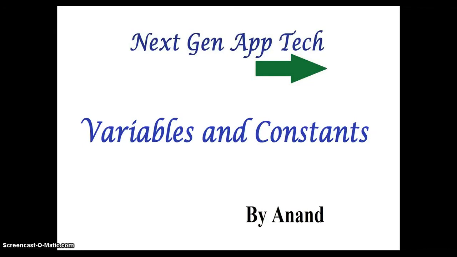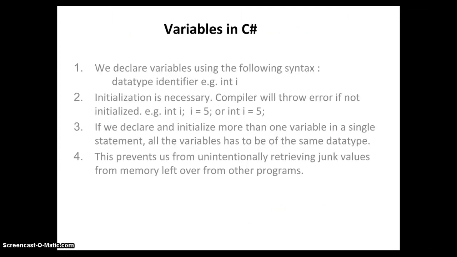Today we'll be going through the topic of variables and constants. So what are variables? A variable is something in which we store data. As we all know, in our program, most of the time we have to deal with data and process it. So to store that data, we need something called a variable. And also the data inside those variables can vary. That's why we say it's a variable.